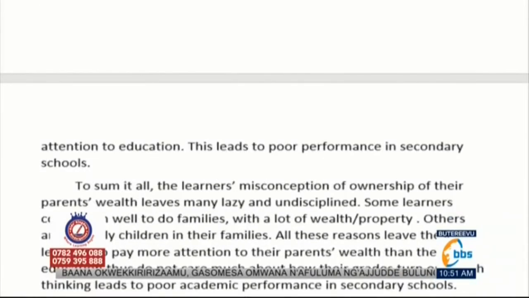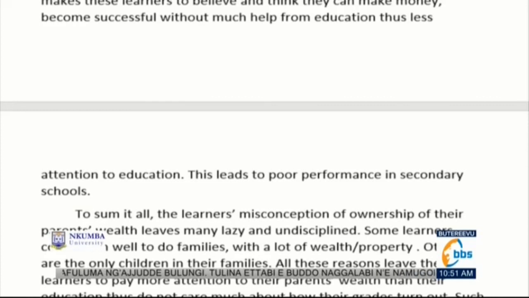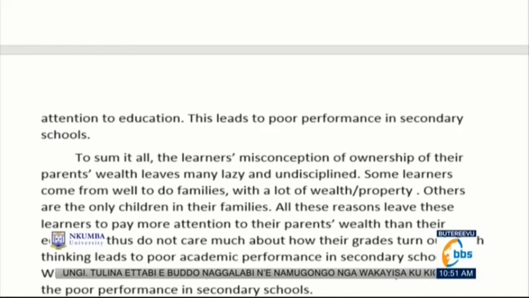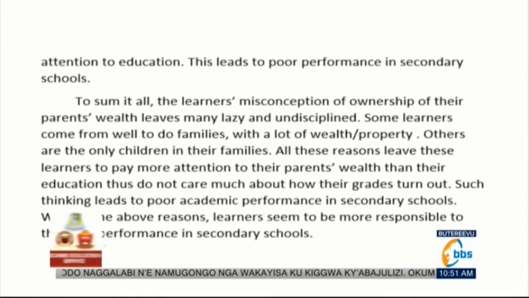To sum it all, now I'm concluding. Look at my conclusion. I'm saying to sum it all, the learner's misconception of ownership of their parents' wealth leaves many lazy and undisciplined. Some learners come from well-to-do families with a lot of wealth and property. Others are the only children in their families.